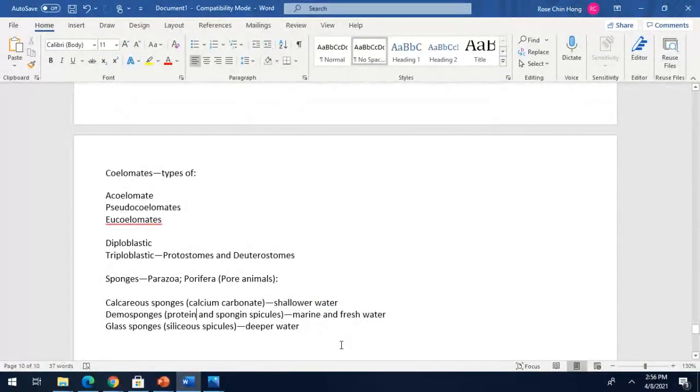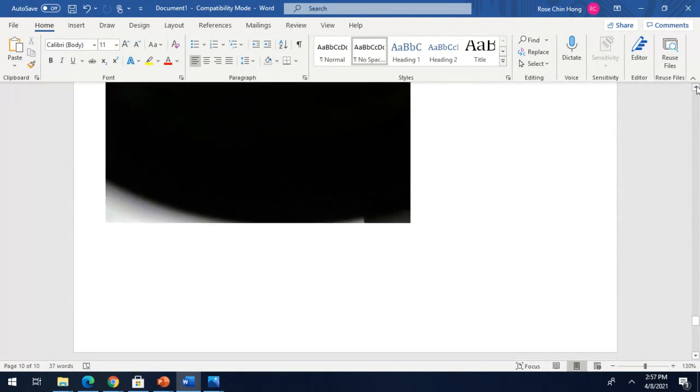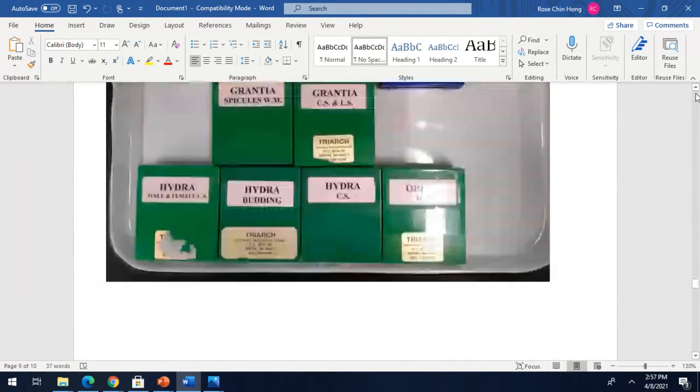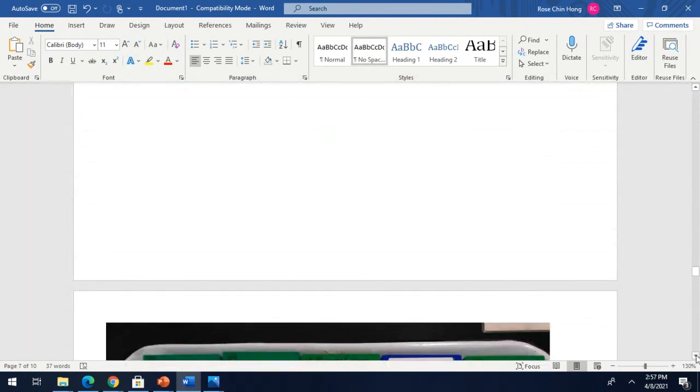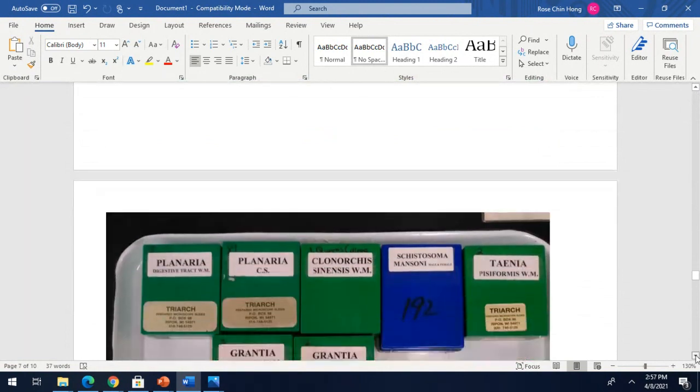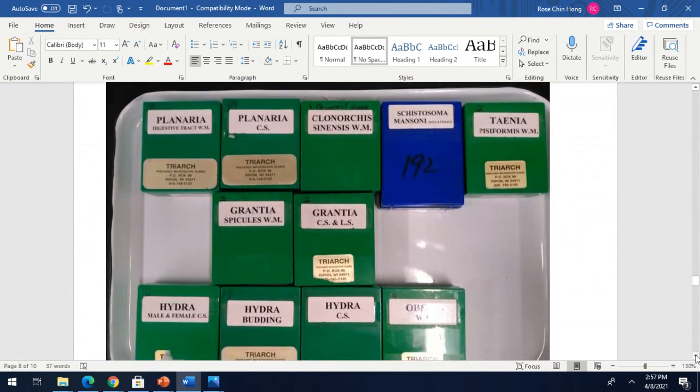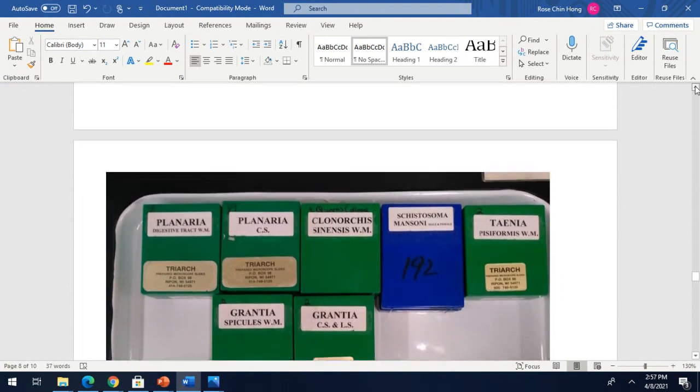So now here I have the types of spicules that we would have looked at in our lab if we were to do a real lab. All right, so these are pictures I took in class, but it's sad I didn't get enough of them. So these are the slides, which would have been in the slide boxes. So here will be the Grantia spicules, whole mount. And then we'll have the Grantia, which is that sponge, also called Scypha. We have cross-section and longitudinal section. So let us look at those pictures I took in class.